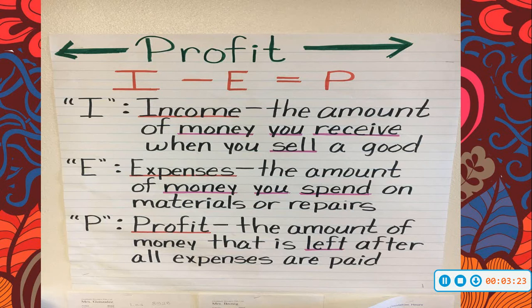Profit is the amount of money that is left after all your expenses are paid. So once you pay the lawnmower off and once you pay all the expenses, then what you have left, what you can actually take home and spend, is your profit.